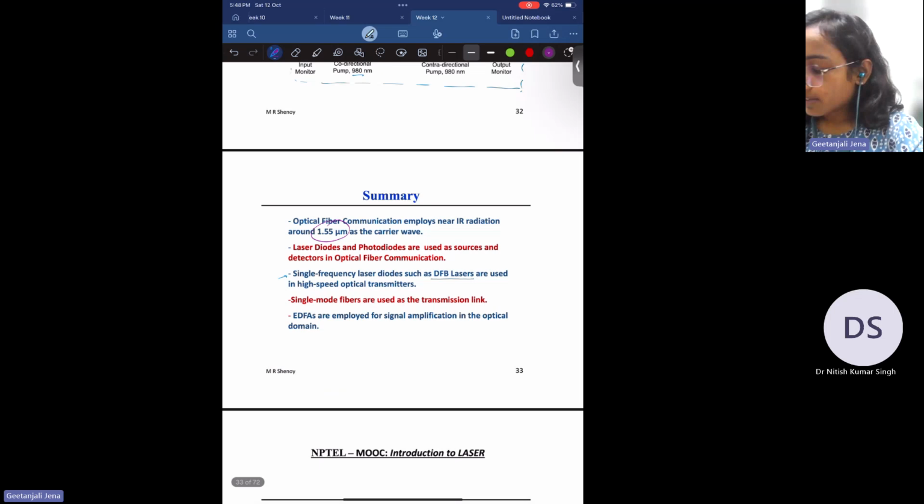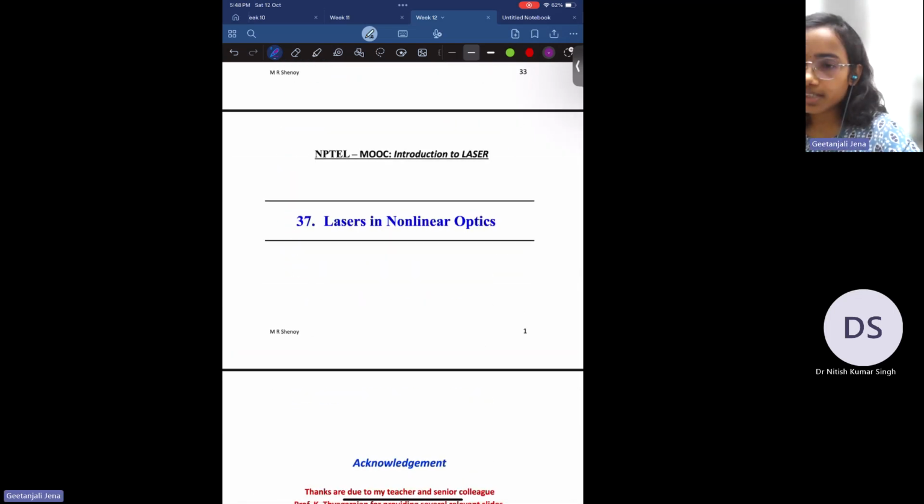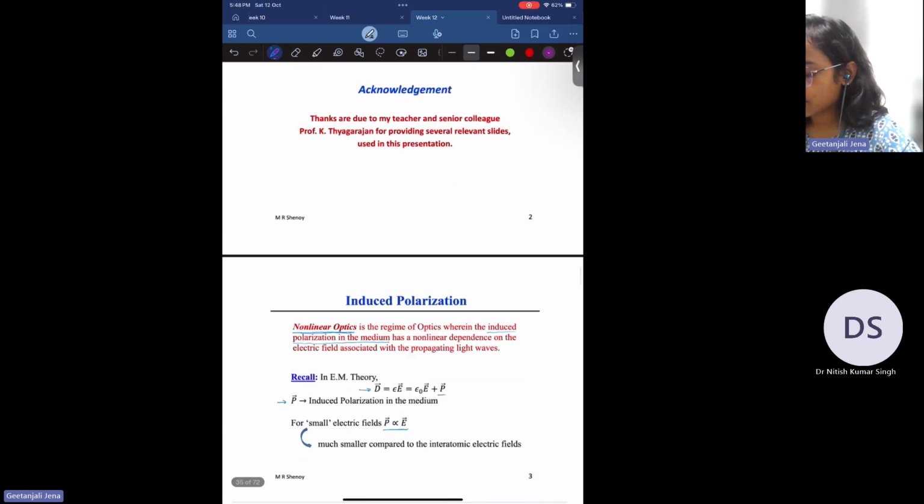Okay. And we have laser diodes and photodiodes, which are used as sources and detectors in optical fiber communication. And single frequency laser diodes, such as distributed feedback lasers, are used for high speed optical transmitters. And single mode fibers are used as the transmission link. And EDFAs are used for signal amplification in the optical domain. So this is used to tackle the losses in the optical fiber link. So let us move to the next part, which is lasers in nonlinear optics.